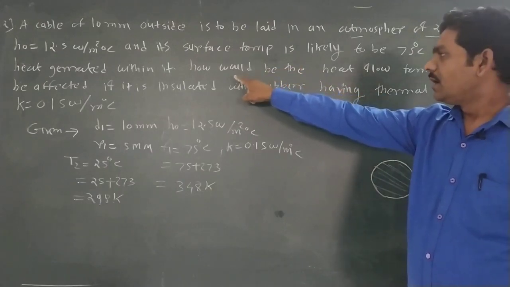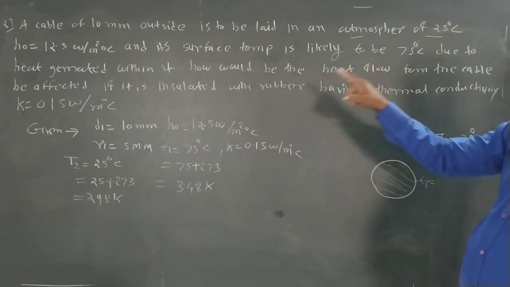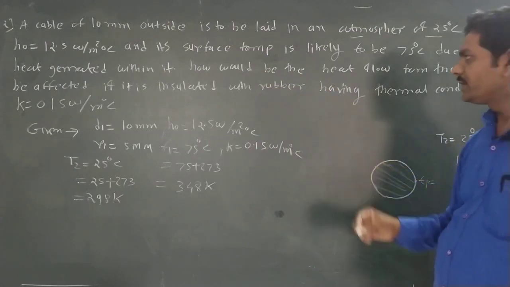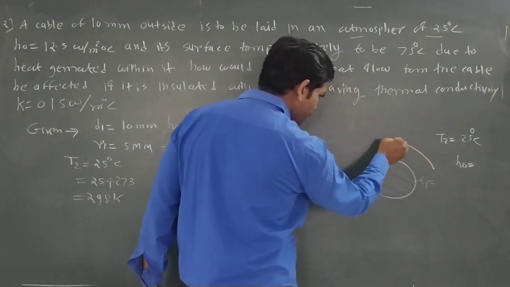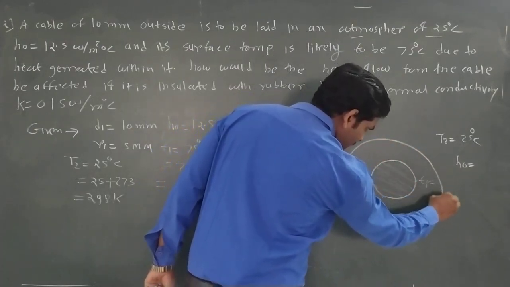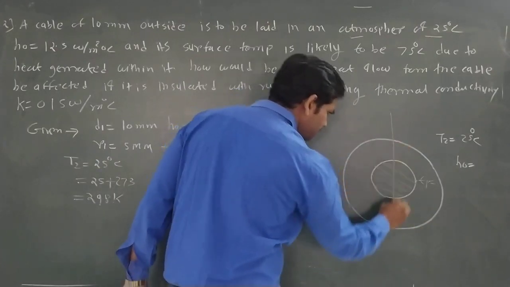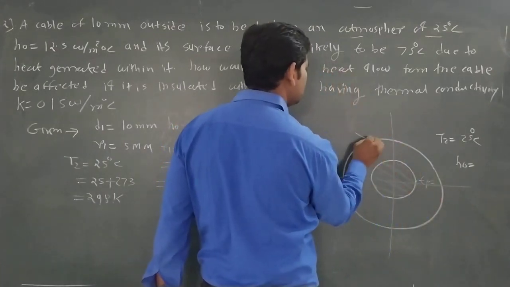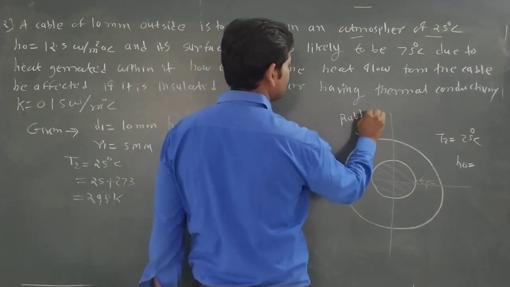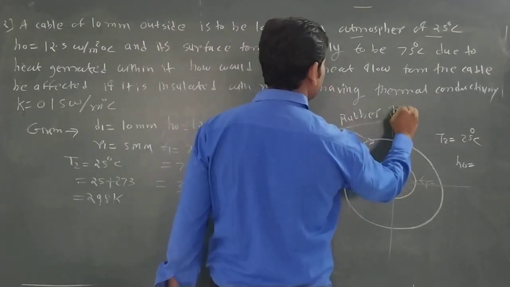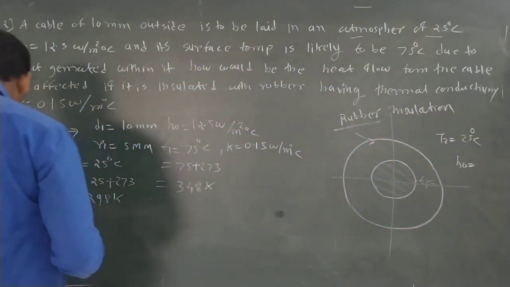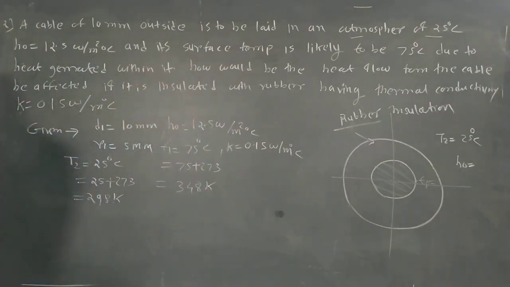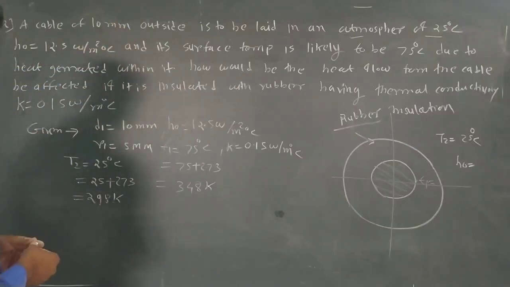So what is the question here? How will the heat flow from the cable be affected if it is insulated with rubber? Because we have to provide the rubber insulation here, so I provide these insulations. This is the rubber insulation. And the thermal conductivity of this rubber is also mentioned in the problem. So let's solve the problem.